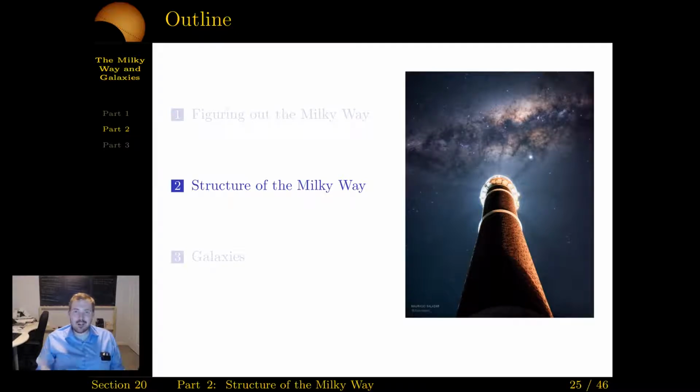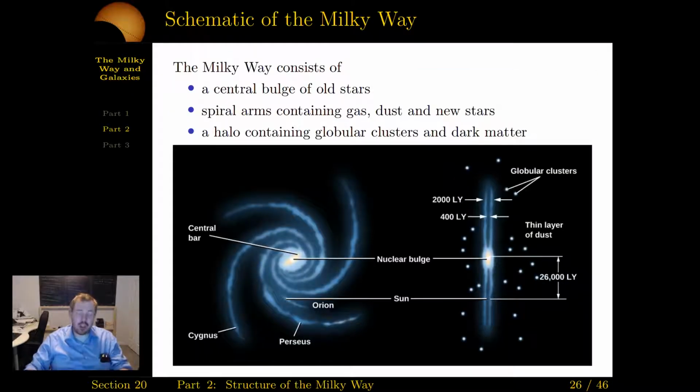So, by the turn of the 1950s, we figured out that the Milky Way is a spiral galaxy. We have 50 plus years of advancement in our knowledge there, but we're just going to go into what structures do we understand now and step away from that history lesson. So, here's what we know.